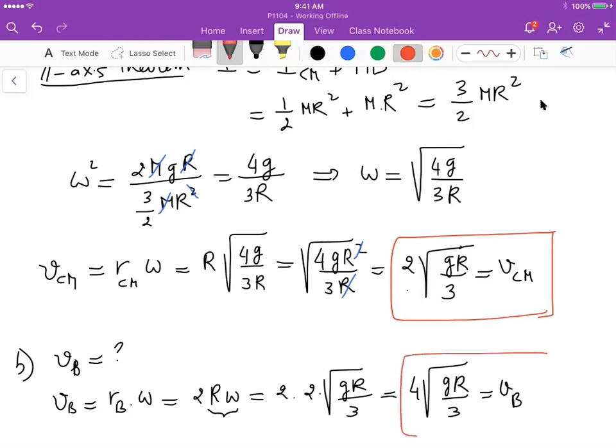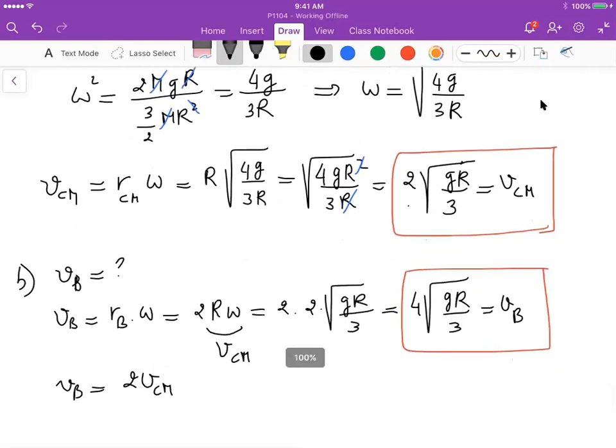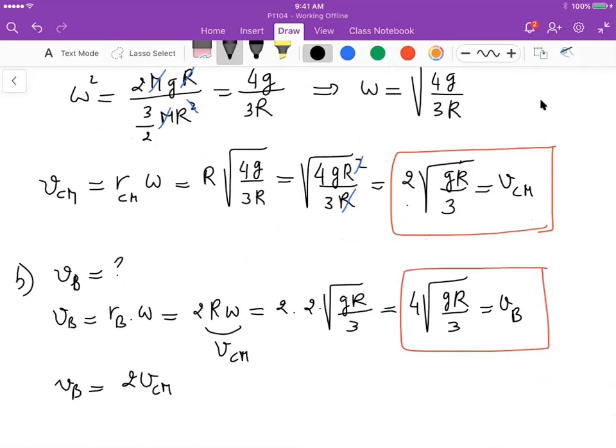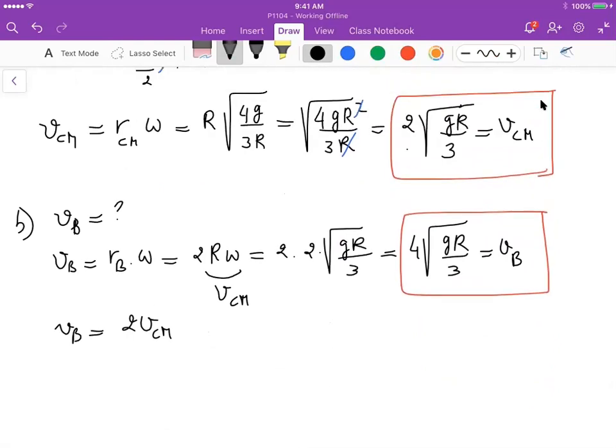That's number one. And number two, just one comment, is that you can immediately realize here that the speed of the point B is equal to 2 multiplied by V center of mass, because it is 2 multiplied by R omega, and R omega is the same as V center of mass. So we can directly conclude that VB is 2 times the speed of the center of mass. So this is it for part B. Now let's move on with part C.